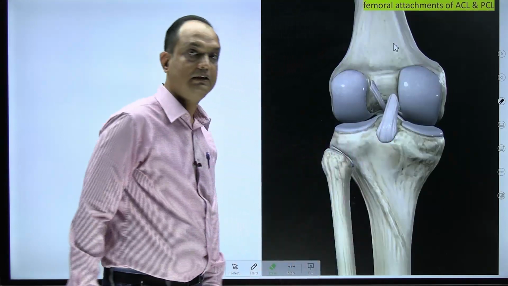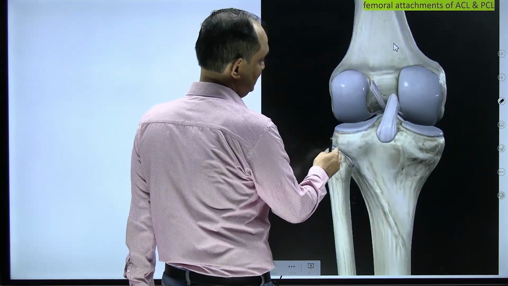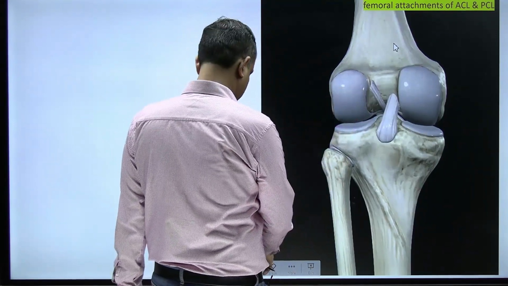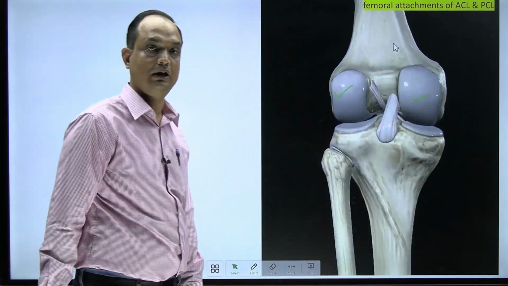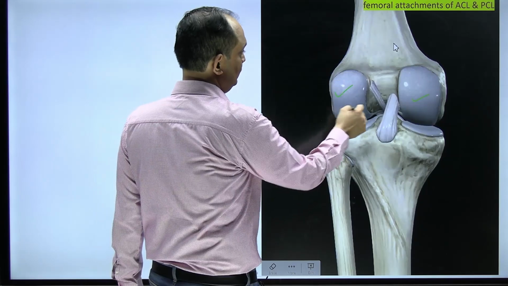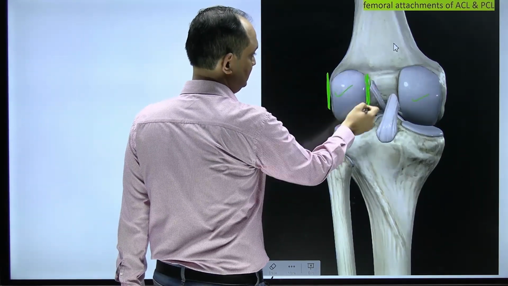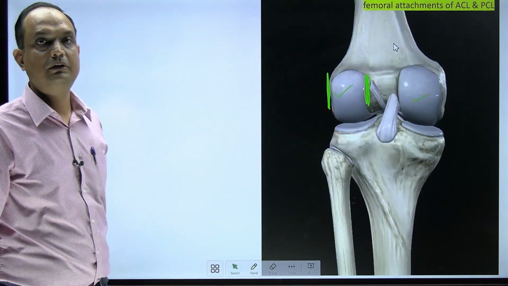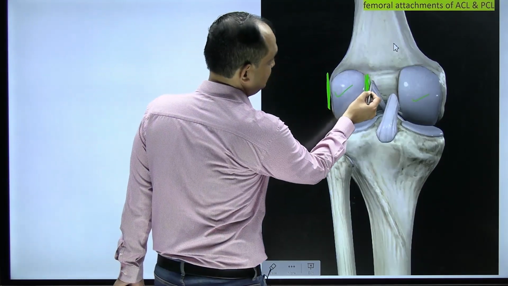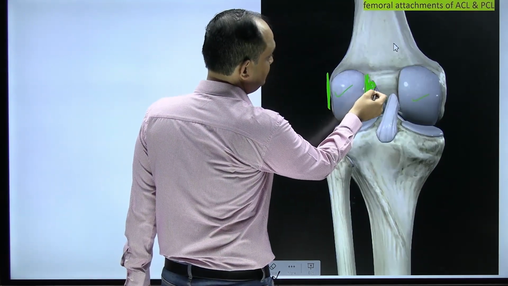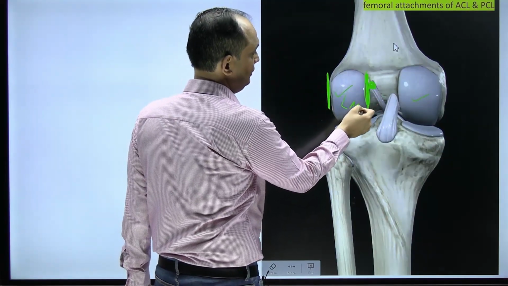Now another important concept. This is your lateral side, so this is your lateral femoral condyle, and this is the medial femoral condyle. This lateral femoral condyle has a lateral surface and a medial surface. Here you can see your anterior cruciate ligament is attaching here. So what is this surface? This surface is the medial surface of the lateral femoral condyle.